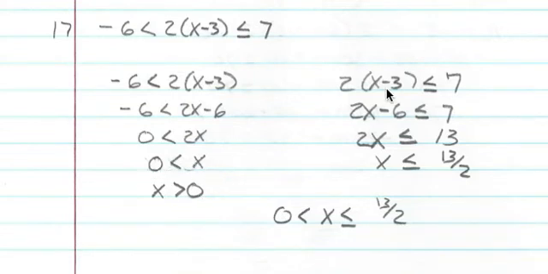And then same thing over here. I'm going to solve for x. I'm going to distribute. I'm going to add 6 on both sides. I'm going to divide by 2. And since 13 divided by 2 is not a whole number, I'm just going to leave it as 13 over 2, or 6.5. So that means x, for this statement here, x has to be less than or equal to 6.5 or 13 over 2 and greater than 0.